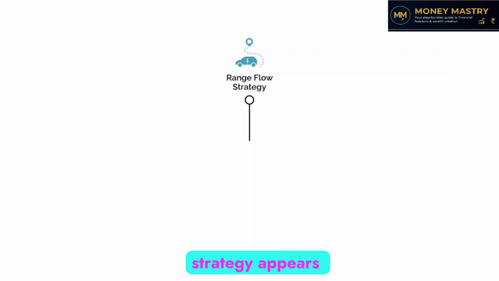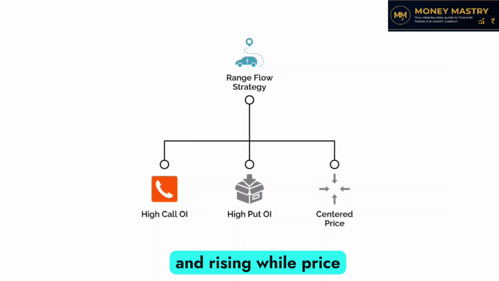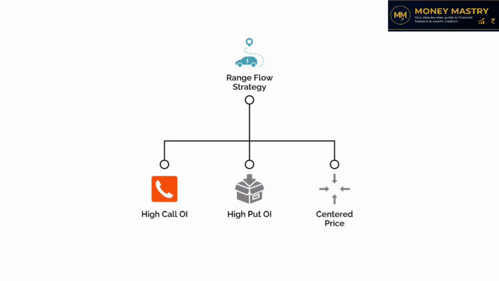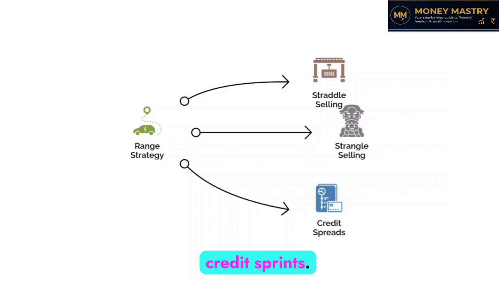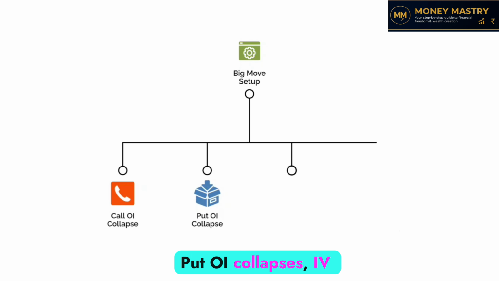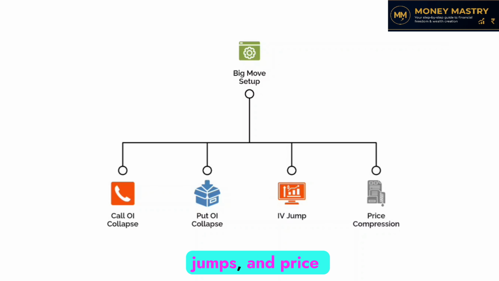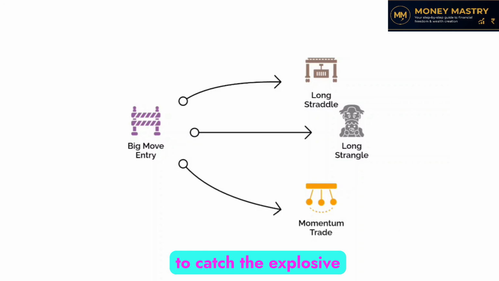The range flow strategy appears when both call and put OI are high and rising while price stays centered. This range creates opportunities for straddle selling, strangle selling, and credit spreads. The big move setup shows when call OI collapses, put OI collapses, IV jumps, and price compresses. Enter with long straddles, long strangles, or momentum trades to catch the explosive move.